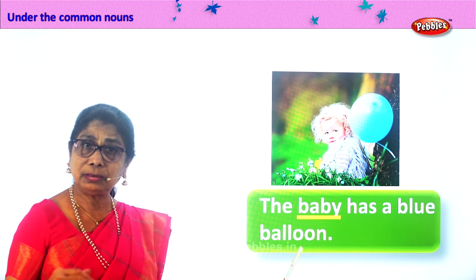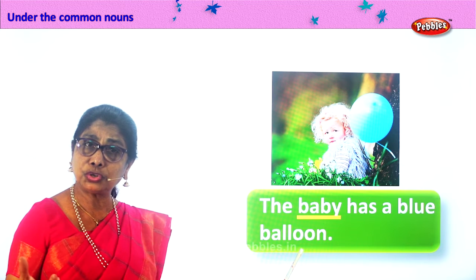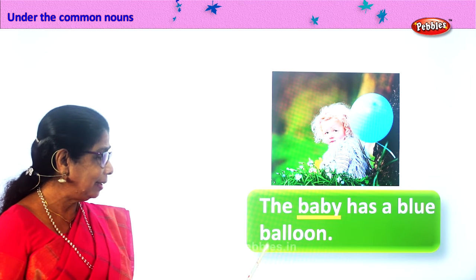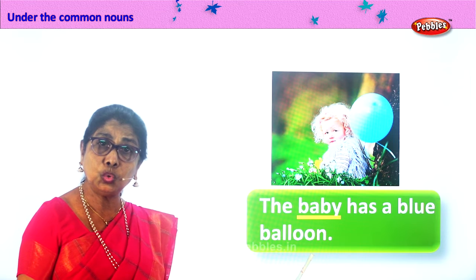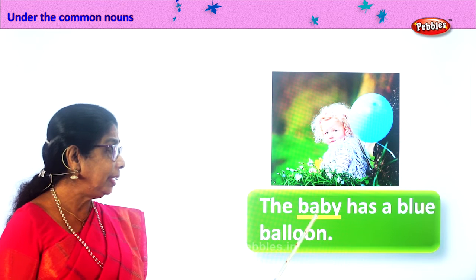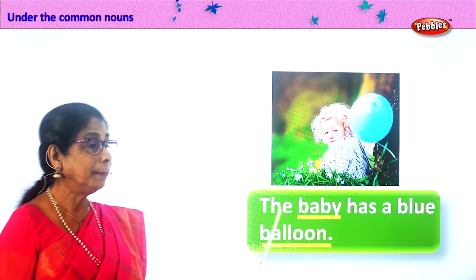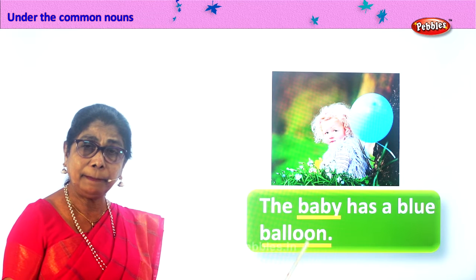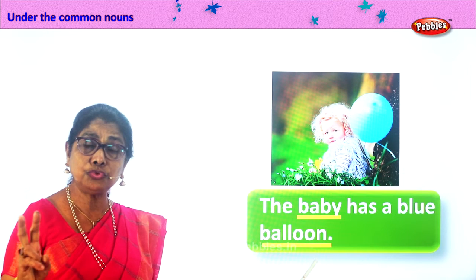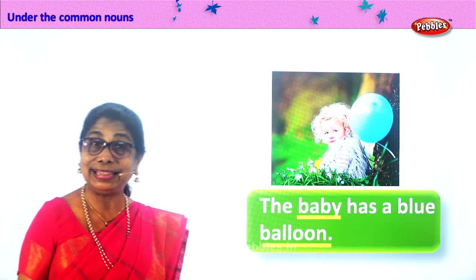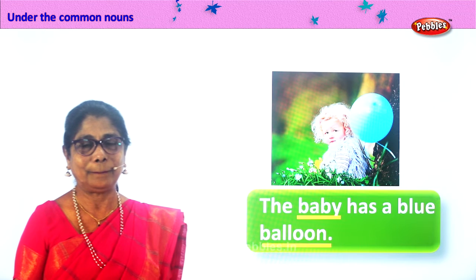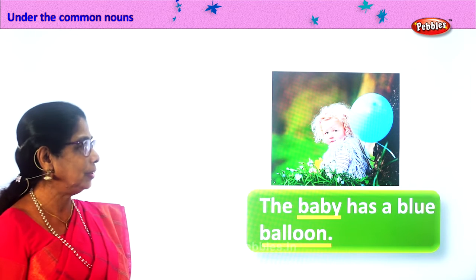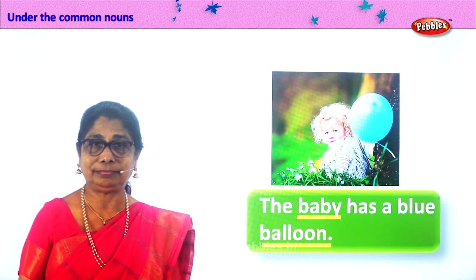Balloon. Balloon is also a common noun. So we underline balloon. Baby, balloon. The baby has a blue balloon. We have two common nouns in this sentence. Yes? Good. Let's look at another picture.